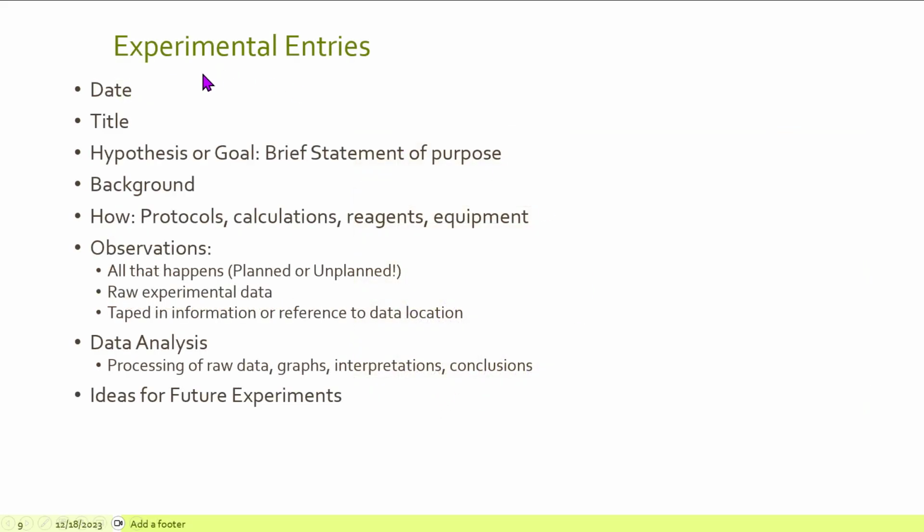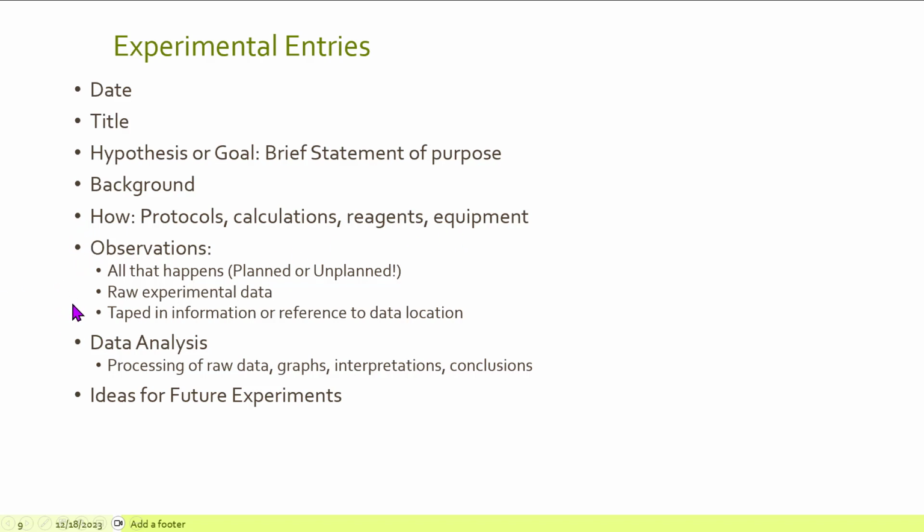For each experimental entry, you want to have the date, the title, your hypothesis or goal of the experiment. This can be brief, just a couple of sentences. If you have background that you need to include in there, that would go next. And then you'd have your protocol, calculations, the reagents table, equipment that you used, and then observations.